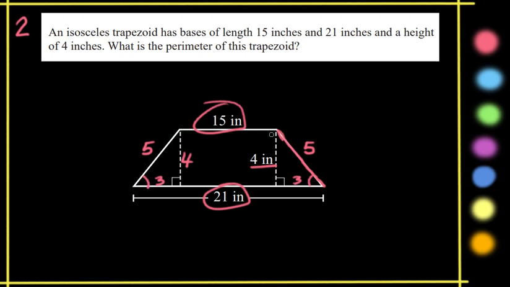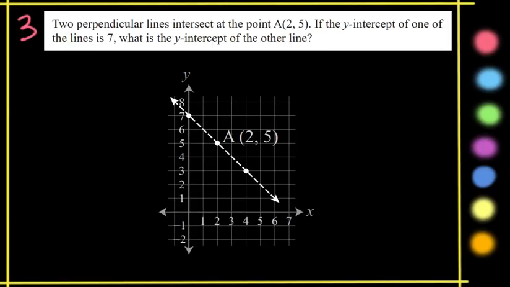So 5 and 15 and 5, those 3 will add up to 25. And then down here at the bottom, we have another 21. And if we add those together, we'll get our final answer, which is 46. Okay, let's go ahead and move on to number 3.